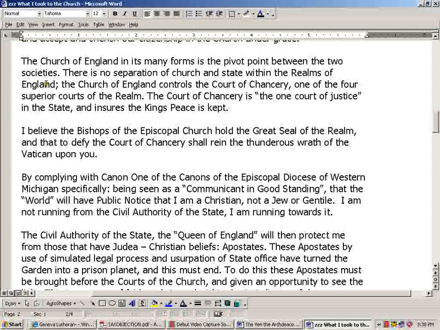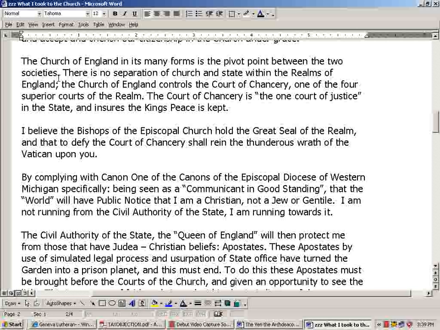The Church of England, in its many forms, is the pivot point between the two societies. There is no separation of church and state within the realms of England. The Church of England controls the Court of Chancery, one of the four superior courts of the realm. The Court of Chancery is the one court of justice in the state and ensures the king's peace is kept.